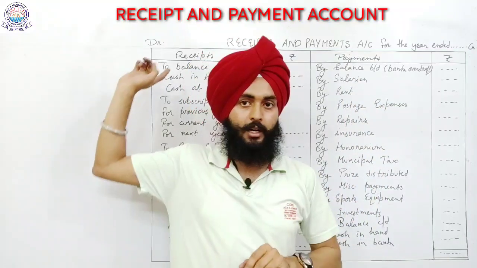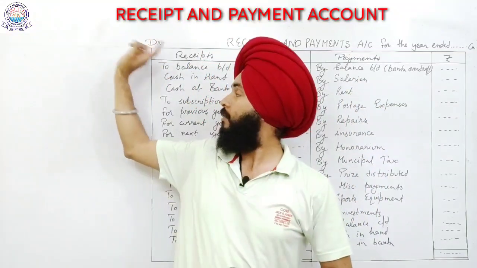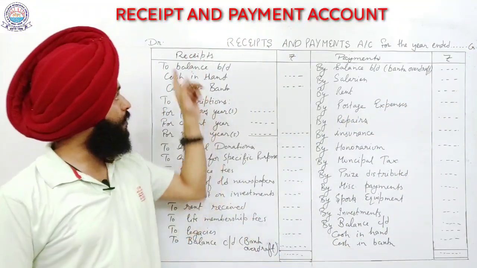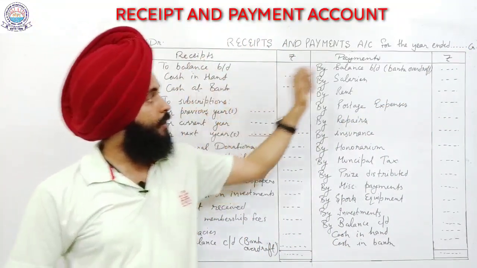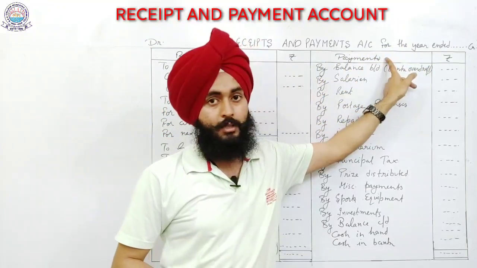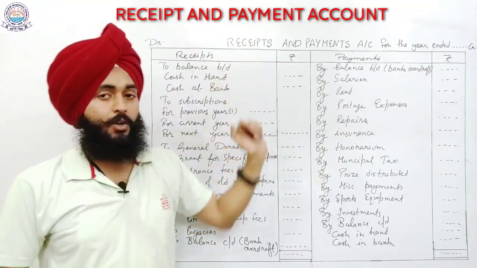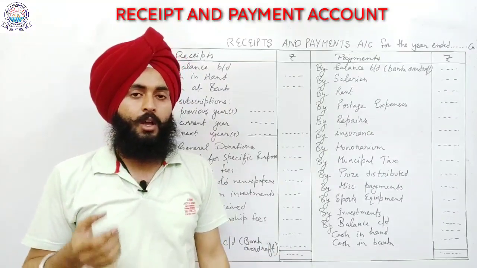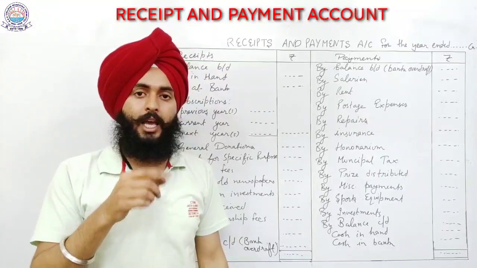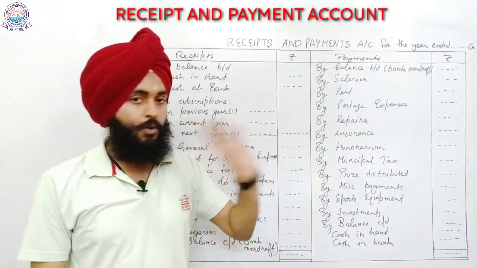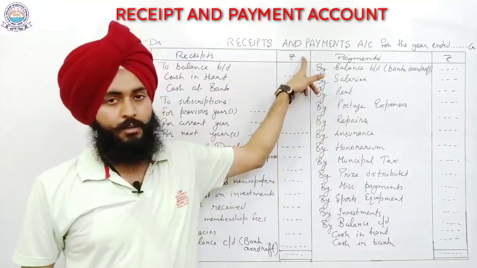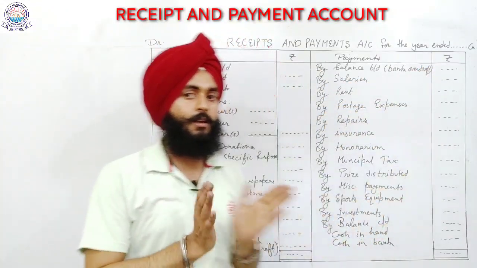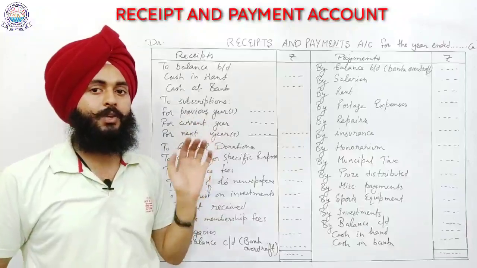Okay, on the debit side you have to write receipts, and on the credit side payments. Now in the format, as I told you, the debit side is called receipts and the credit side is payments. Instead of using the word amount, or some students use AMT dot, don't use that, just use our currency symbol, rupee. Now what kind of receipts can we have?